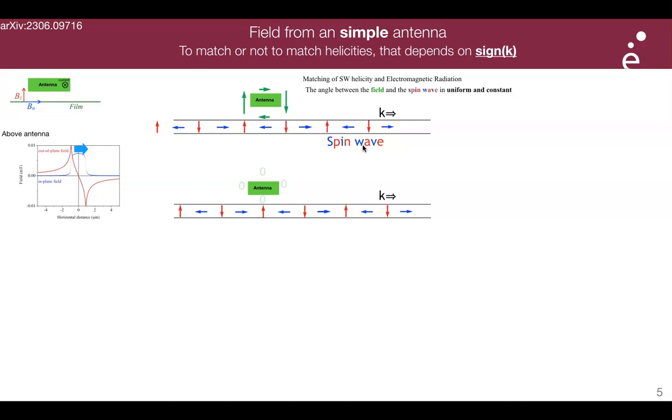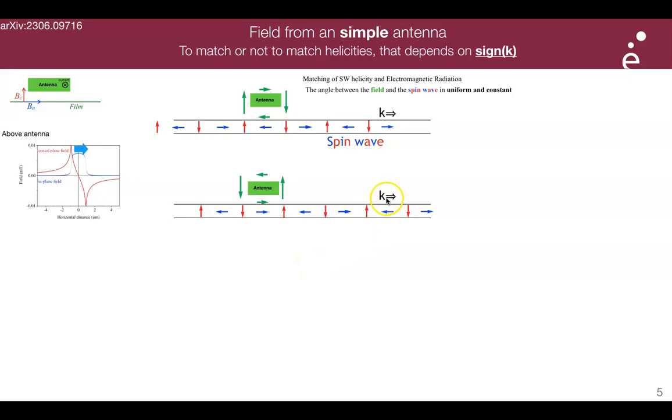If now you wait a quarter of a period, what happens is that the spin wave advances, and while it advances, the RF field of the antenna goes to zero because you have an AC current in the antenna. And if you wait another quarter of a period, the spin wave still advances, but now the RF field of the antenna has reversed direction. But still, with this wave vector direction, the dynamic magnetization and the RF field still make the same angle as in the beginning. In this drawing, they are parallel.